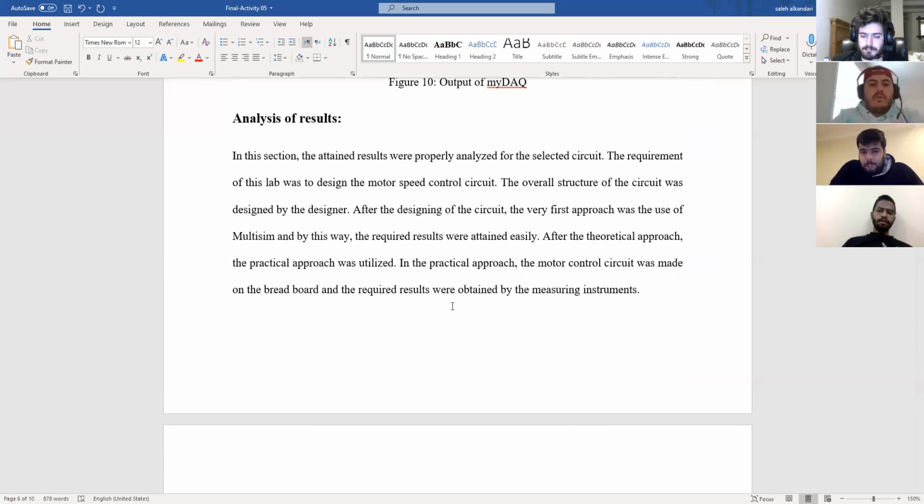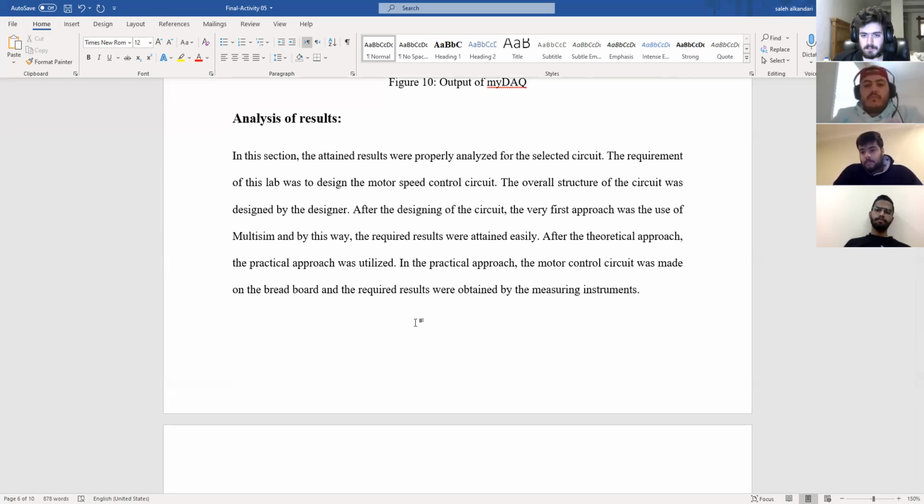Analysis of results. In this section, the attained results were properly analyzed for the selected circuit. The requirement of this lab was to design the motor speed control circuit. The overall structure of the circuit was designed by the designer. After the designing of the circuit, the very first approach was the use of Multisim, and in this way, the required results were attained easily.